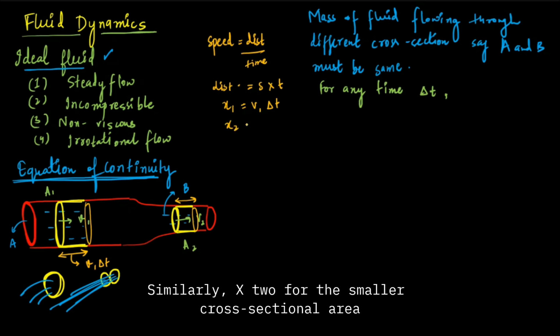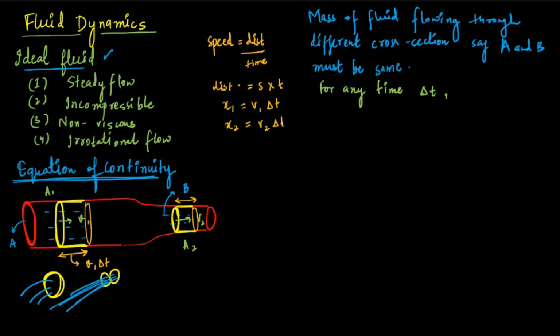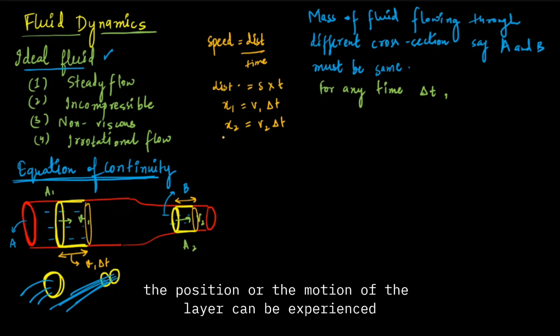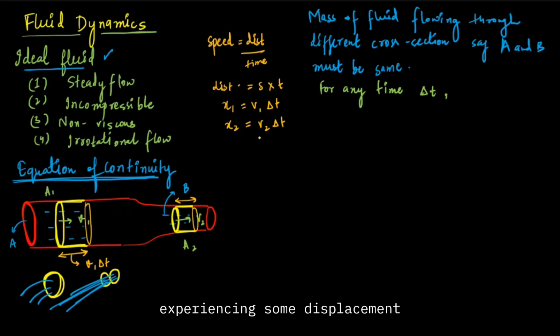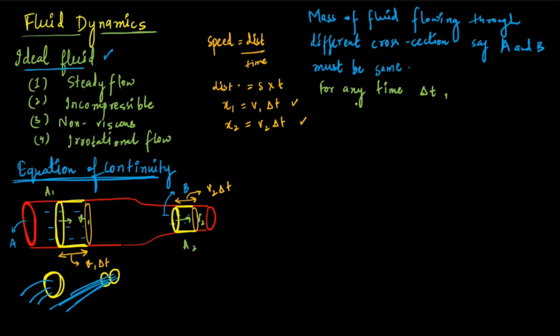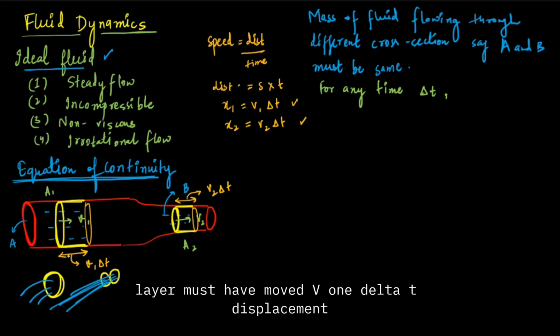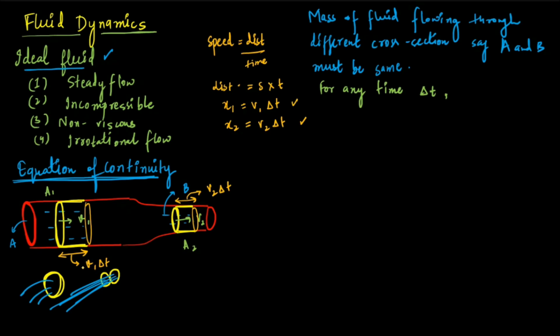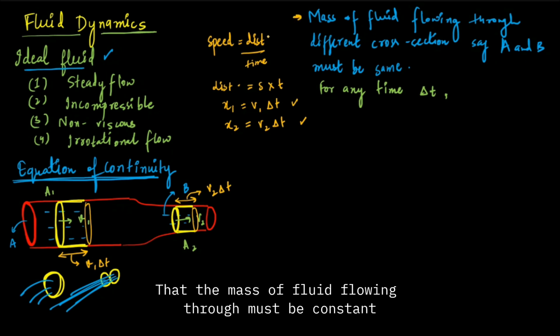Similarly, x2 for the smaller cross section area, where speed must be more, the layer experiences some displacement, that is V2 delta t. So whatever motion we observe, the layer must be moving V2 delta t for cross section B, whereas for cross section A, the layer must have moved V1 delta t displacement for the same given time. Now, what is the most important part? That the mass of fluid flowing through must be constant.